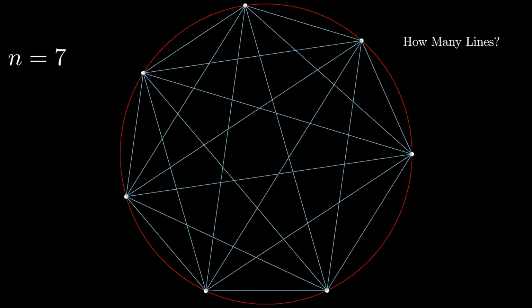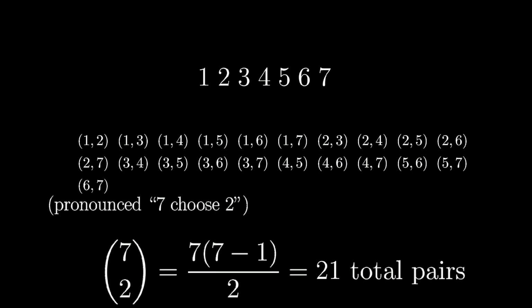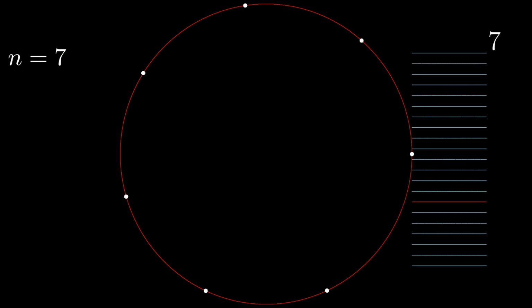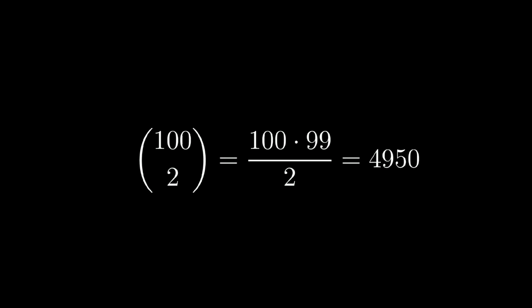For instance, when n equals 7, 7 choose 2 is 7 times 6 over 2, or 21. So there are 21 pairs of points, and hence 21 lines. With, say, 100 points, counting lines directly would be a nightmare, but we can compute it as 100 choose 2, which is 100 times 99 divided by 2, or 4,950.